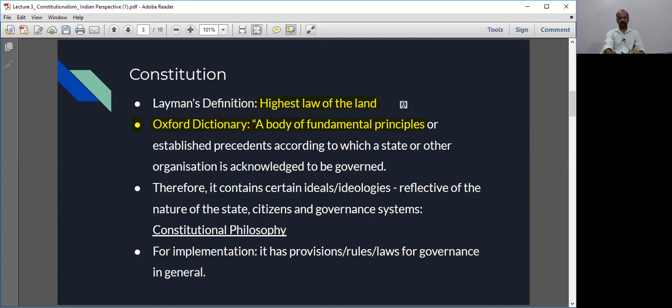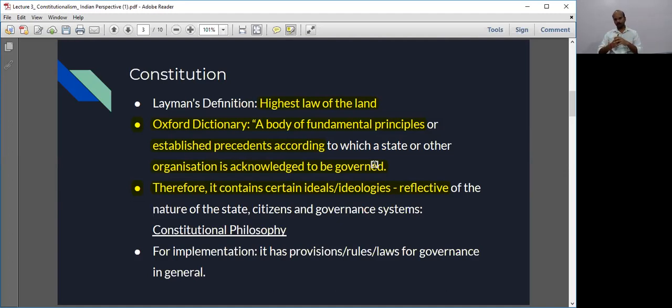Right. So the key words that we have in this definition are fundamental principles. Then we have established precedents. Next, according to which an organization is acknowledged to be governed. So it's a consensus kind of thing, where an organization agrees that it will be governed according to a document, which is nothing but a set of fundamental principles or certain laws or rules.